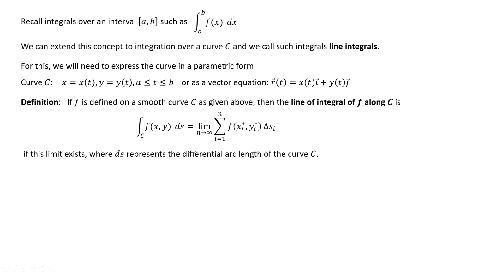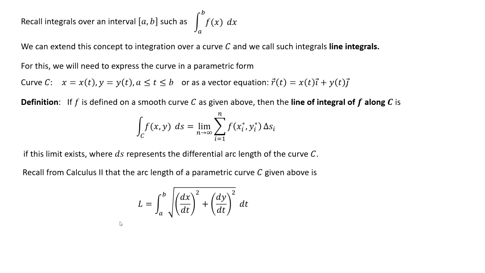Okay, fine. But how in the world do we find that differential arc length? Well, if you remember, in Calculus 2, we talked about arc lengths of parametric curves. And there was a formula. The length of a parametric curve, for a less than or equal to t less than or equal to b, is the integral from a to b of the square root of (dx/dt) squared plus (dy/dt) squared, evaluated with respect to t. This was a formula.